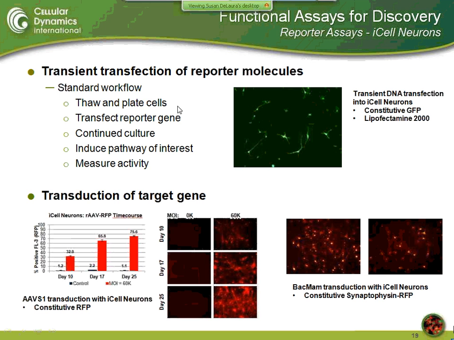In this case here, it's just showing GFP that's being constitutively expressed after the transient transfection. And for this, we were using Lipofectamine 2000, and typically getting right around 30-ish% to 40% transfection efficiency. We're also able to do transduction of the target gene. We can get expression of the RFP that was in this particular construct here, up around 65-75% efficiency. And it is also able to be used for BacMam transduction as another option.